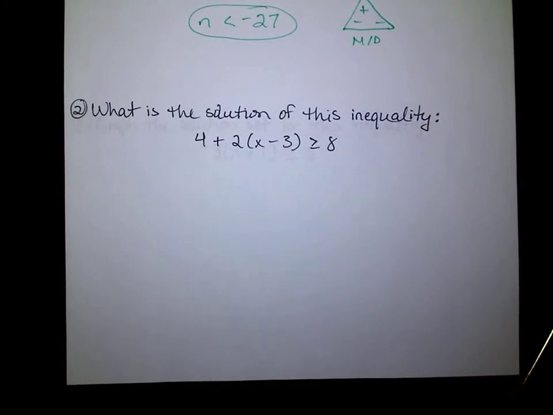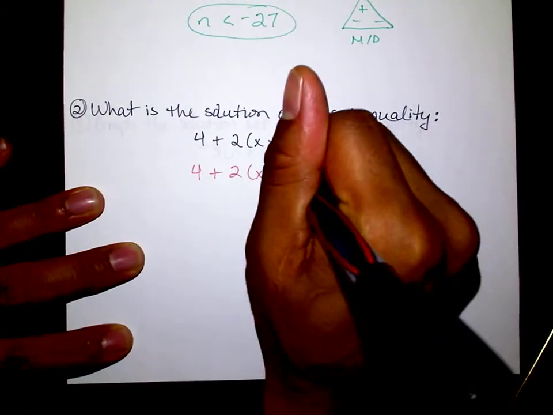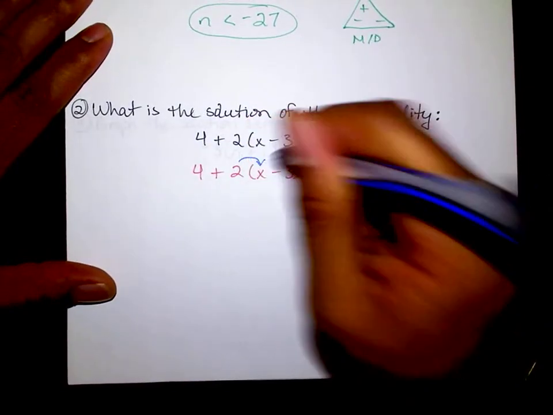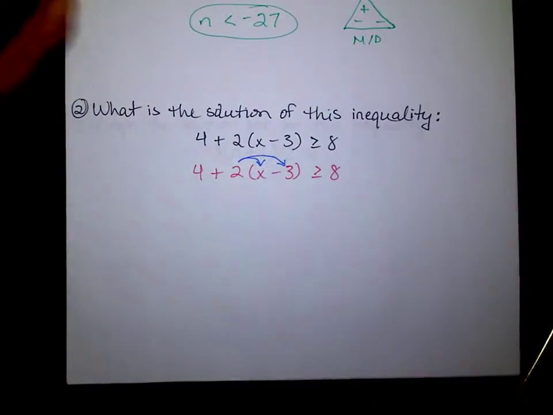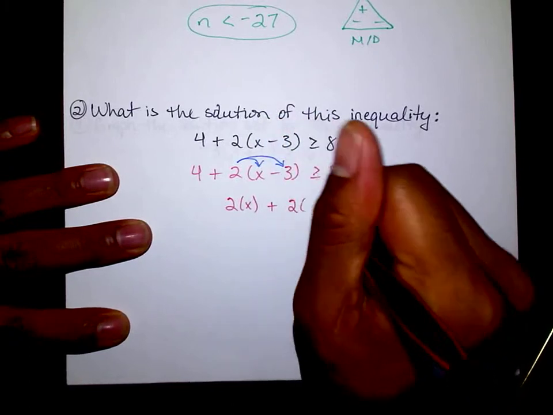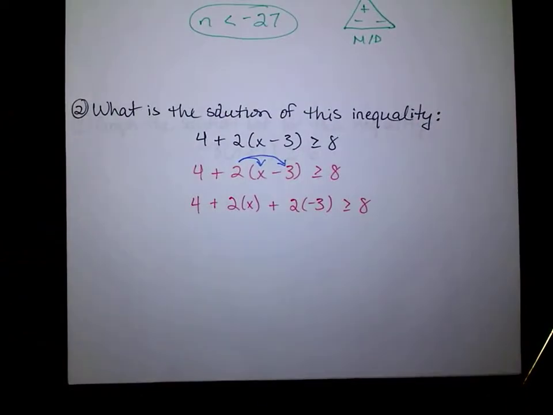Answer this question. It says, what is the solution for this inequality? Alright, so once again here we're gonna solve this one, and we want to rewrite it. So we have 4 plus 2 times x minus 3 greater than or equal to 8. First thing I want to do is go ahead and distribute. 2 times x, 2 times negative 3. Okay, and we want to show that 2 times x plus 2 times negative 3. Keep everything the same for right now. Bring everything else down. Okay.